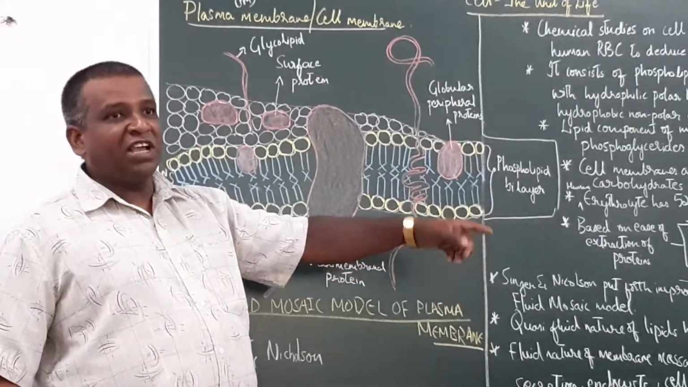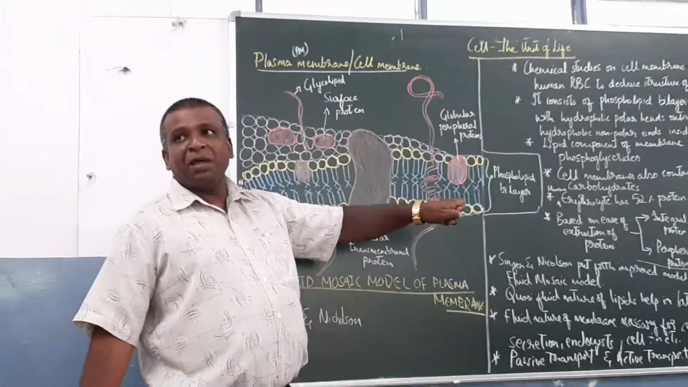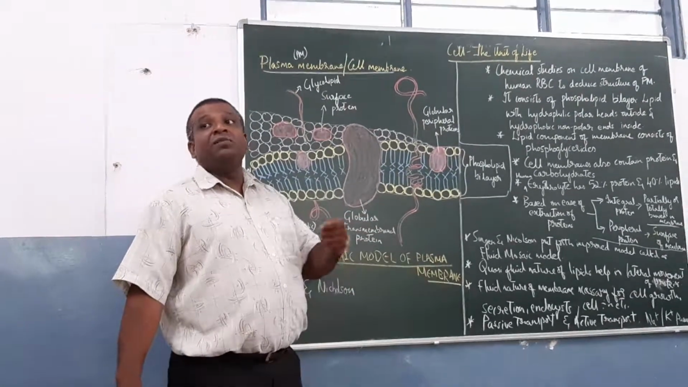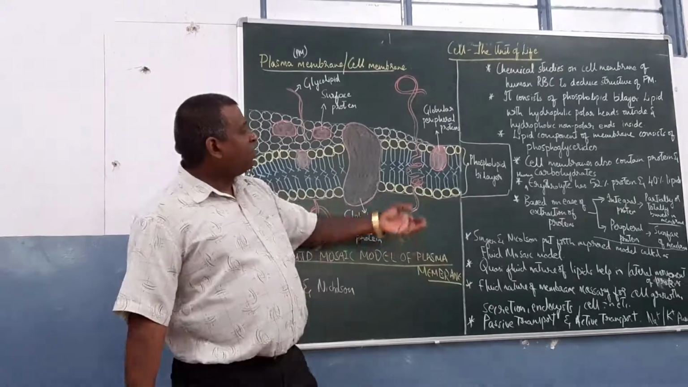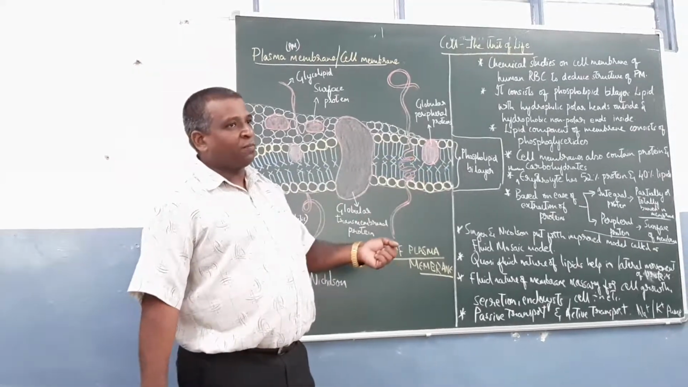Integral protein, which is difficult to extract, is found across both the layers, and there is the peripheral protein, which is very easy to extract, and it is found on the surface of it. So it is very easy to extract this sort of proteins.